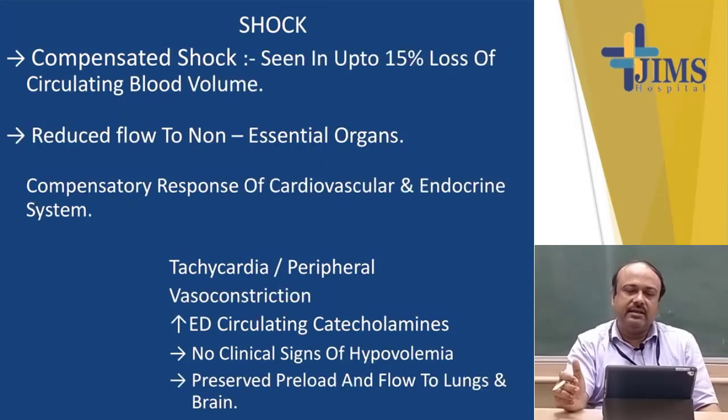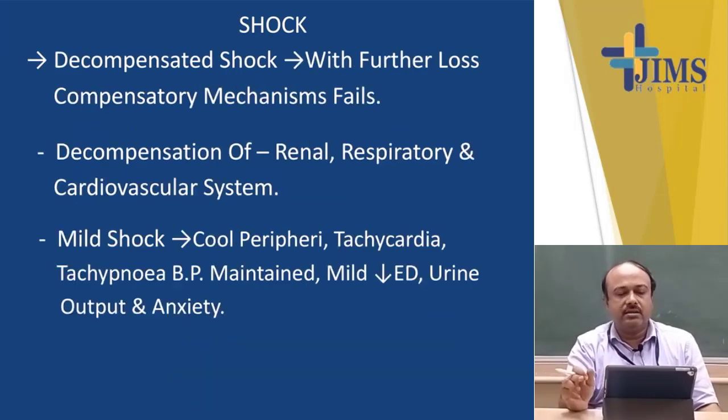Now, compensated shock is seen when there is up to 15% loss of the circulating blood volume. There is reduced flow to non-essential organs. Now, the compensatory response of the cardiovascular and endocrine system is tachycardia, peripheral vasoconstriction, and increased circulating levels of catecholamines. There is no obvious clinical sign of hypovolemia, since it is taken care of by the increased activity of the cardiovascular system and the endocrine system, and there is preserved preload and flow to the lungs and brain.